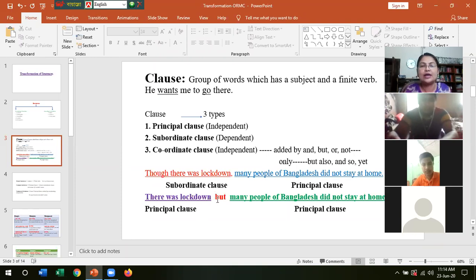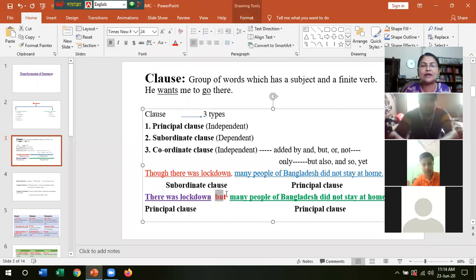So I have used "but," and "but" is a coordinating conjunction. So there are two principal clauses connected with a coordinating conjunction, "but." Now, let us go to the next slide.